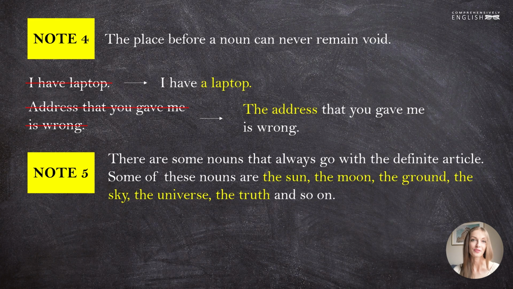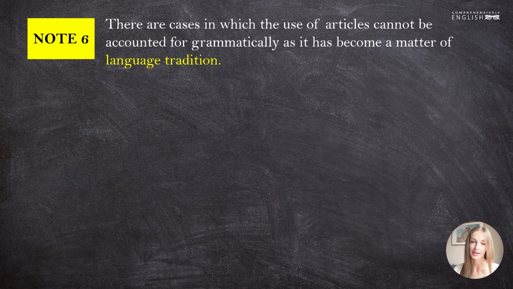I said that the use of articles as well as their omission has grammatical meaning and follows certain rules. However, there are cases in which the use of articles cannot be accounted for grammatically. These are those cases in which we speak about language traditions. We can see it in many set phrases.